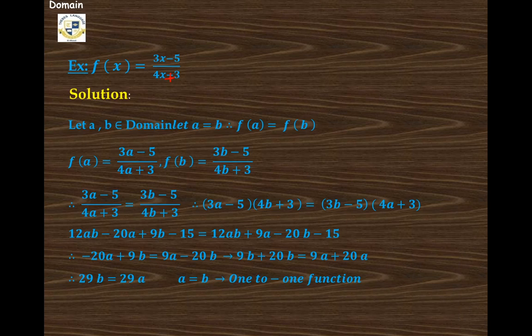I'll try to simplify it again. 3a multiplied by 4b equals 12ab. 3a multiplied by 3 is 9a. Negative 5 times 4b, negative 20b, negative 15. 12ab plus 9b negative 20a minus 15.